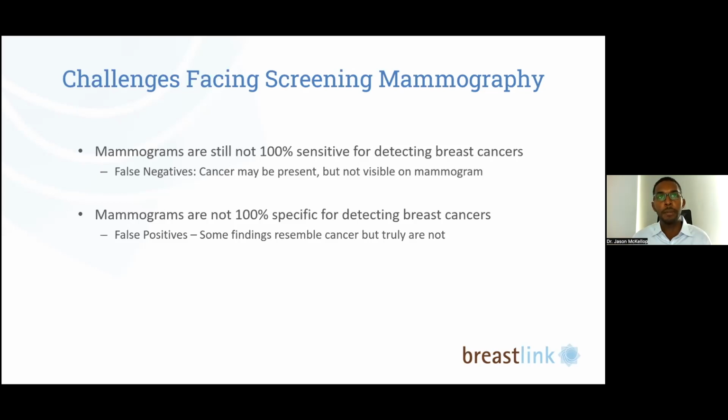Another challenge, finally, is that human beings are not perfect. We're prone to distraction, fatigue, and we possess countless other flaws that may limit our ability to interpret mammograms.